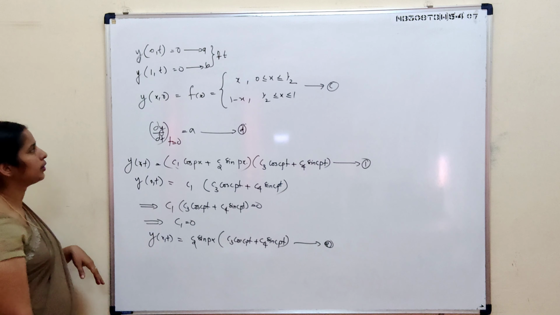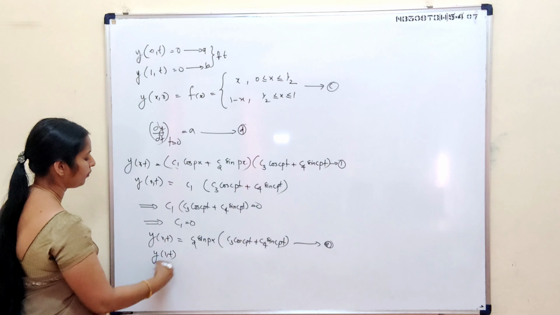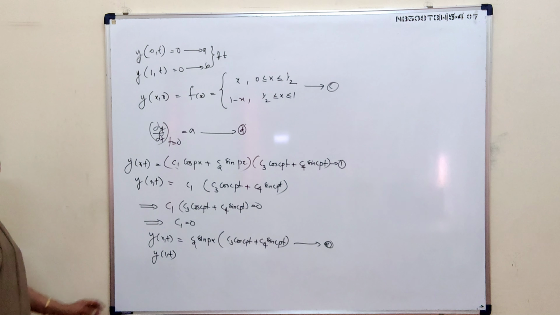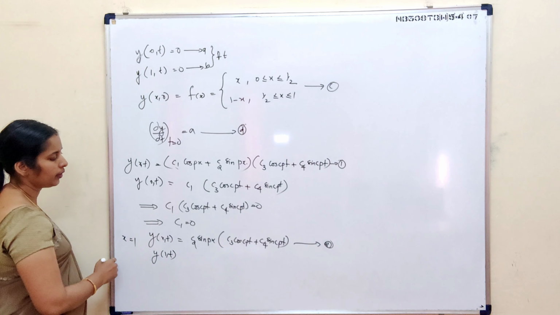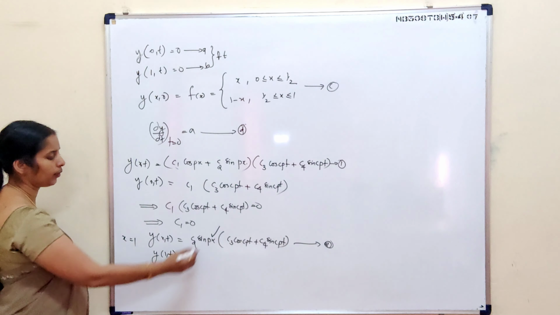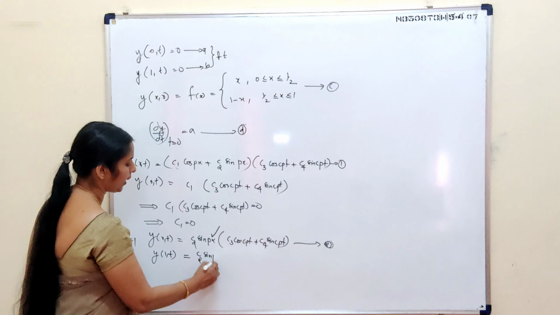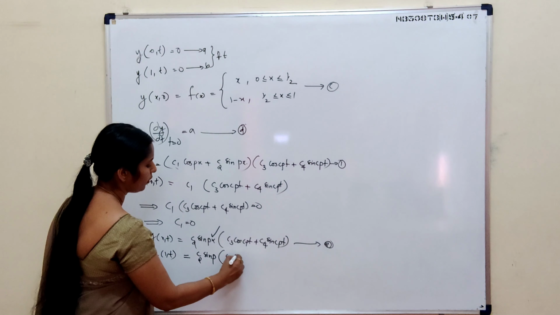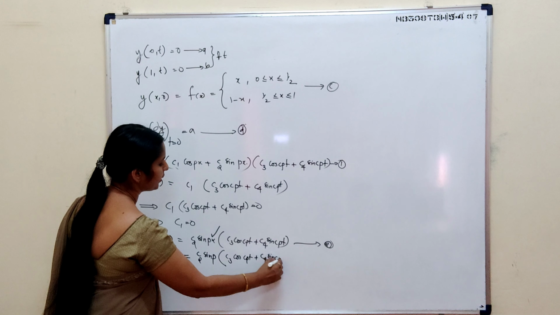Next, we have to substitute B in 2, y of 1,t. For getting y of 1,t, you put x equal to 1. In the right side, you can see x here only. There you put x equal to 1. So y of 1,t is c2 sin p into (c3 cos cpt plus c4 sin cpt).